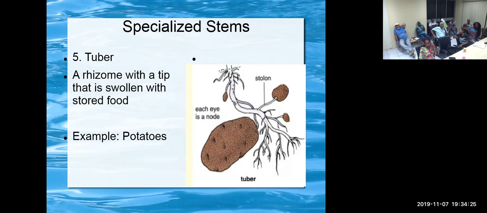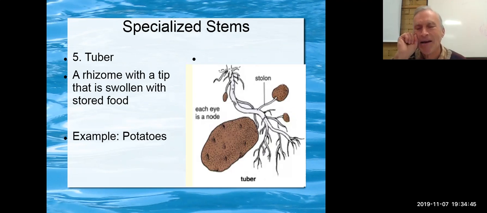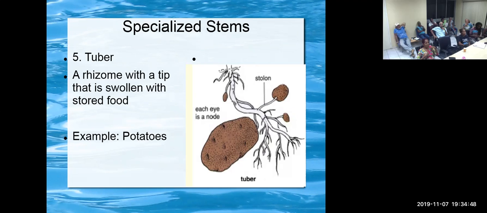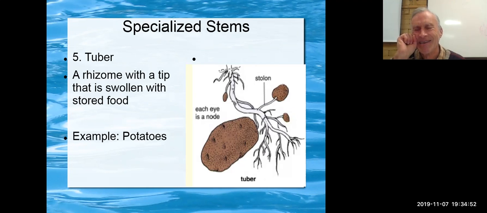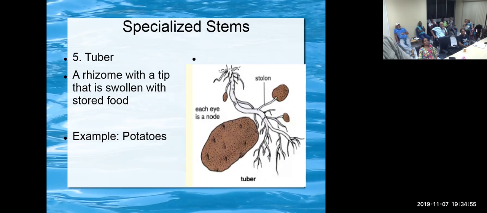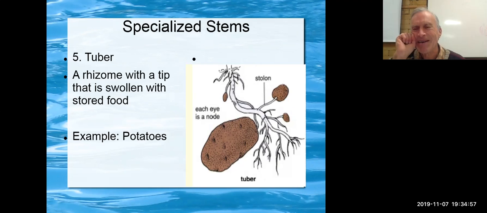So where on a sweet potato would you get a new stem? How would you propagate a sweet potato? If you plant a potato, it sprouts from the eyes. On a sweet potato, what happens? Steve, did you hear that? No. Okay. So on a potato, new stems come out of the eyes. On a sweet potato, where do new stems come from? They just come from the side of the roots.